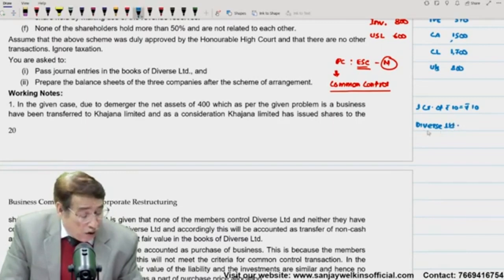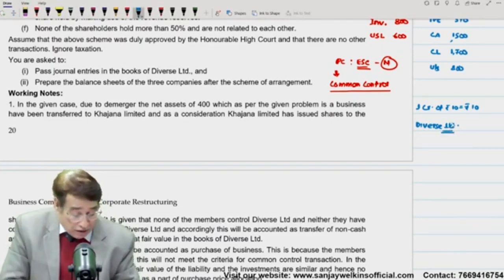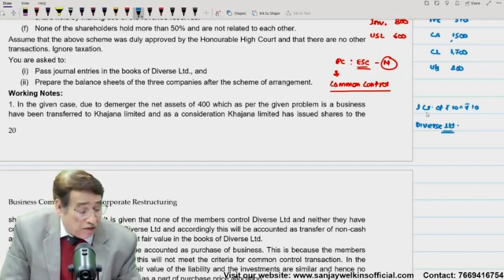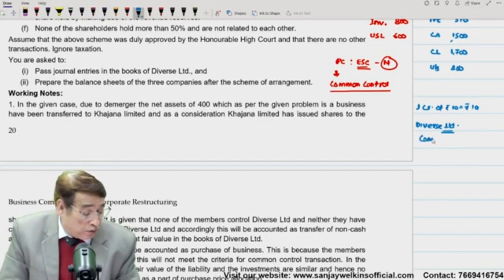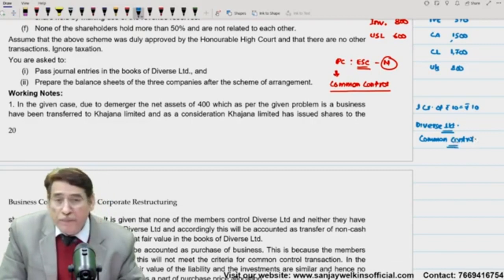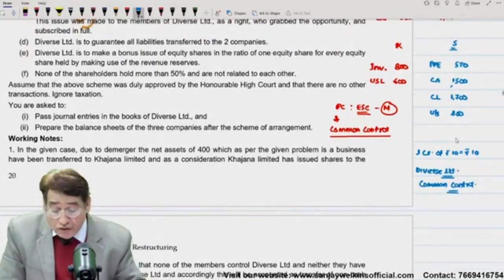This is being given to Diverse Limited. Obviously, if it is being given to Diverse Limited, is it clear to you or not? Because this time it is clearly given that 1 crore shares of rupees 10 each are being issued to Diverse Limited, and Diverse Limited happens to be the demerged entity, so quite obviously this will become common control. Up to this particular point, it appears that both situations are with respect to common control. Correct? Let's have a look further.